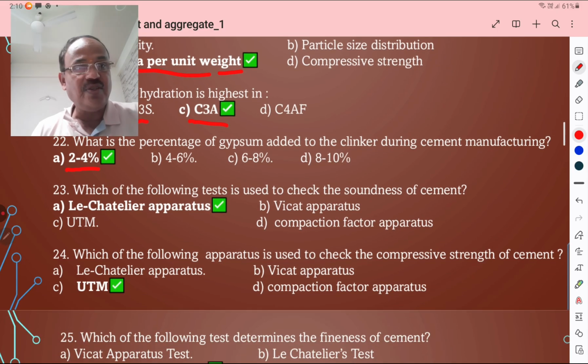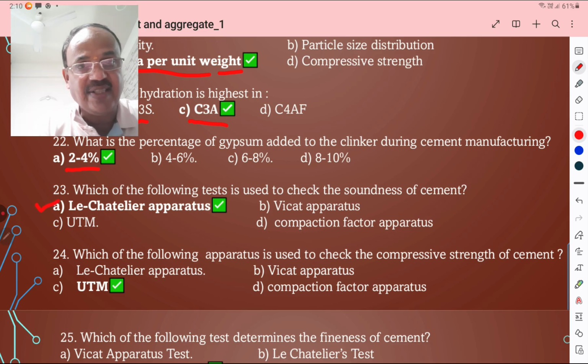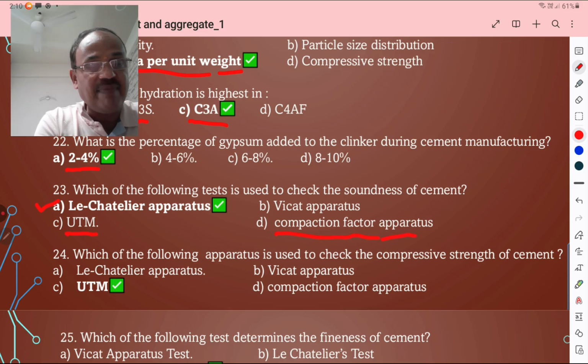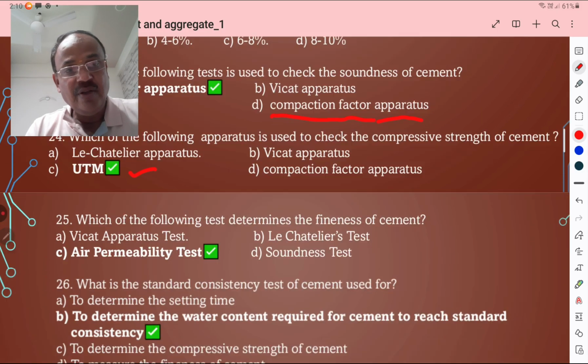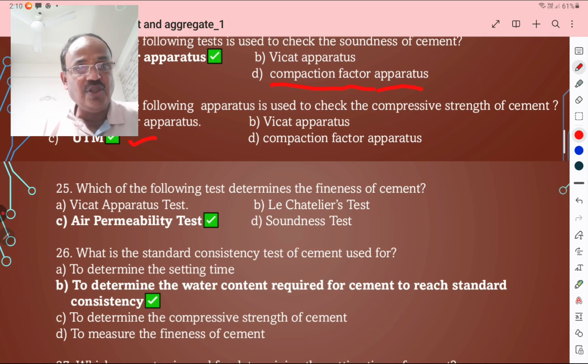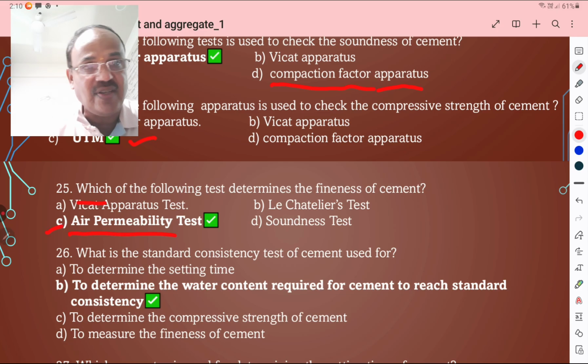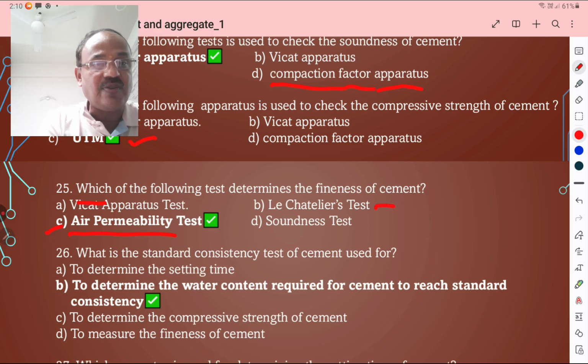Which of the following tests is used to check the soundness of cement? That is Le Chatelier apparatus. Vicat apparatus is used for initial and final setting time. UTM is used for compressive strength and compaction factor apparatus is used for workability. Which of the following apparatus is used to check the compressive strength of cement? That is UTM, the correct answer. Which of the following tests determines the fineness of cement? That is air permeability test, because Vicat apparatus is used for initial and final setting time. Le Chatelier is used for soundness.